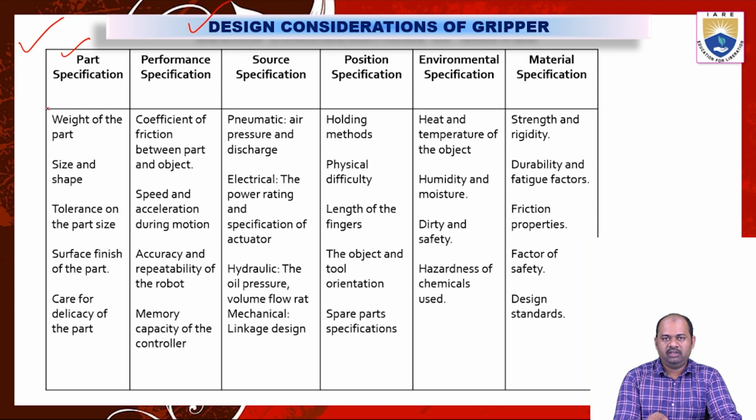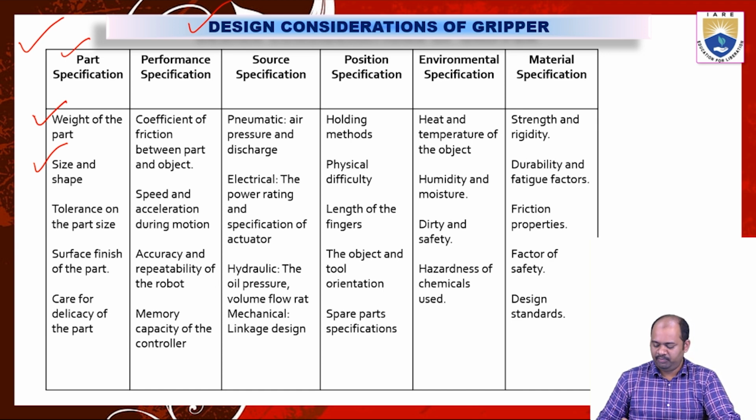First and foremost, we should keep in mind the weight of the object which should be lifted by using this gripper. Because we are always lifting objects by using different kinds of grippers. We should know the weight of the object. If the weight is more, we have to design a gripper which has more strength. And the second one, size and shape. Depending on the size and shape also, the gripper has to be modified.